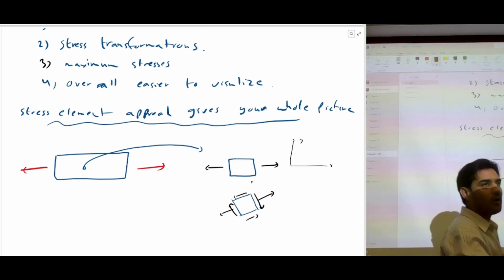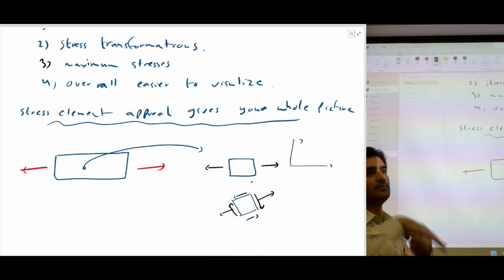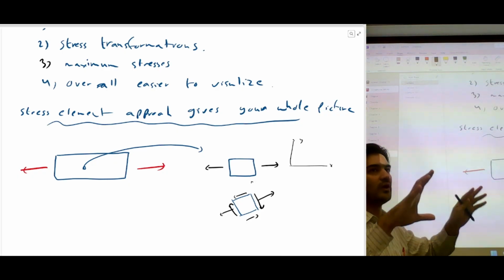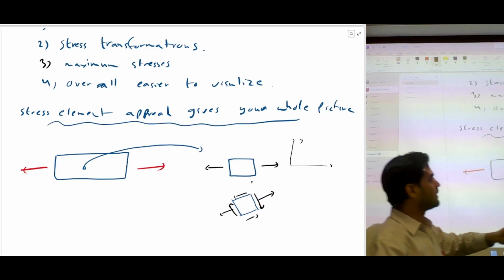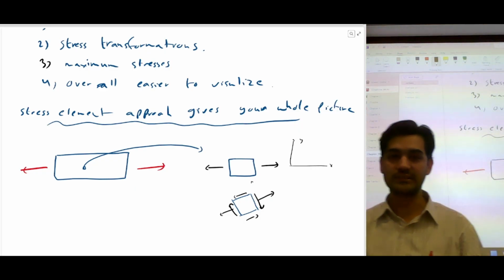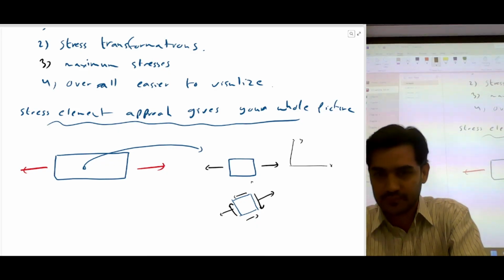So on top of calculating the maximum stresses which you were calculating in the previous chapter, once you have those maximum stresses, you're going to calculate the stress element from those maximum stresses. But in addition to that, you also have to rotate the stress element to figure out the maximum of the maximum stresses. And these are called principal stresses or maximum shear stresses, which we will calculate.